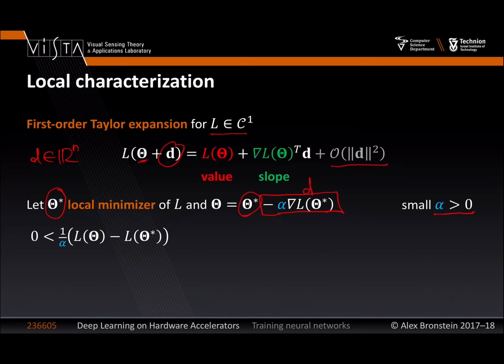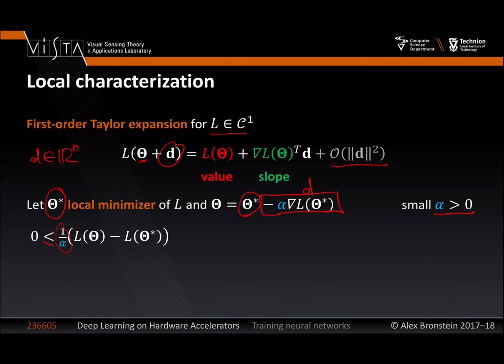So obviously, I can write here greater or equal than 0. I don't know if theta is a local minimizer. If alpha is sufficiently small, I fall within that small environment where theta star is a global minimizer, so I cannot be better than the value of L at theta star. That's why I'm lower bounding this difference by 0, and I'm dividing by alpha. Alpha is a positive constant, it doesn't change this inequality.